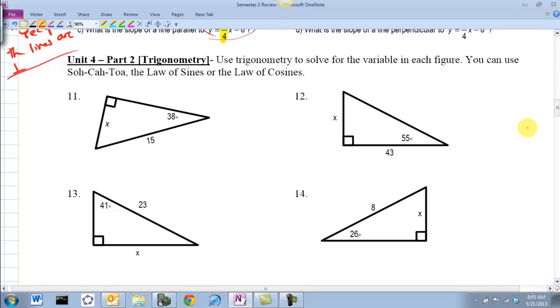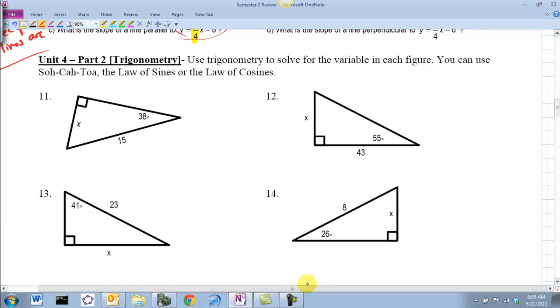Alright, Unit 4, Part 2, Trigonometry. Probably one of the most important units that we do in geometry because the sine, cosine, tangent, law of sines, law of cosines, all very important. So off to the side here, I am going to write down the mnemonic that I remember for SOHCAHTOA. This only applies for right triangles. Don't try to use it if it's not a right triangle.